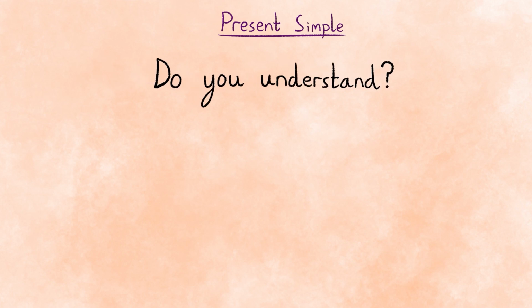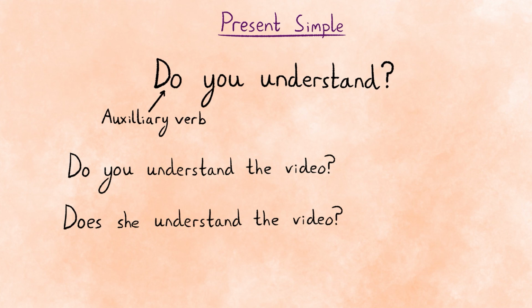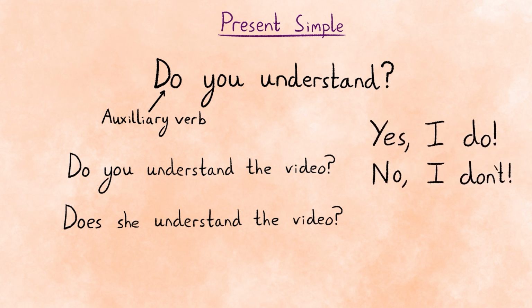Do you understand? This is how we make a question in the present simple. We put the auxiliary verb at the start of the sentence. So we can say, do you understand the video? Or does she understand the video? And we can respond to this question by saying, yes, I do, or no, I don't.